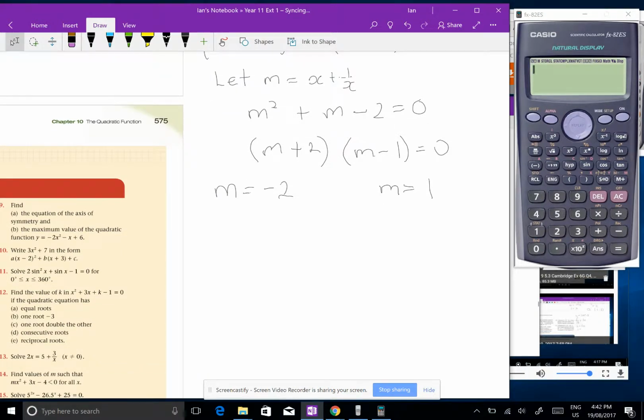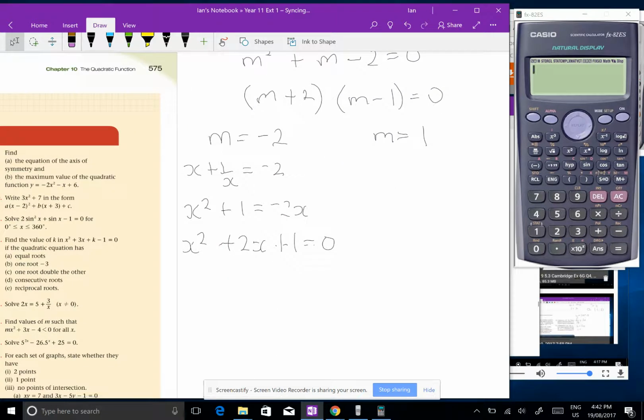We should substitute x plus 1 on x back in, and we get x plus 1 on x equals negative 2. Multiply everything by x, we'll get x squared plus 1 equals minus 2x, which gives me x squared plus 2x plus 1 equals 0. And that's a perfect square. That's x plus 1 all squared. So therefore x can equal minus 1. And I look up and I see that that's one solution.